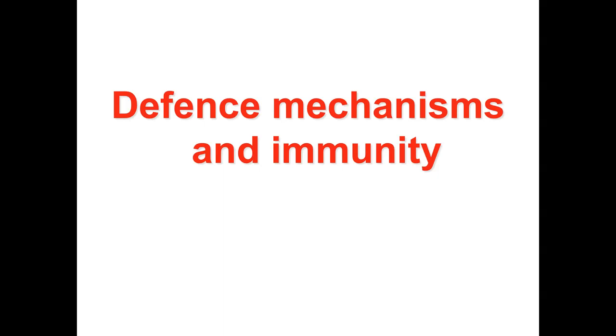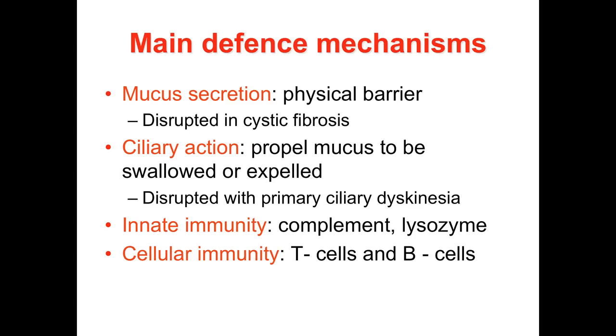I'm now briefly going to mention the defence mechanisms involved in the respiratory system. Mucus secretion is an important physical barrier, and this is disrupted in cystic fibrosis. Ciliary action is used to propel mucus to be swallowed or expelled, and this is disrupted in primary ciliary dyskinesia. Innate immunity, part of the body's immune system, involves complement and lysozyme, and cellular immunity, T cells and B cells, are involved directly in combating virus and bacteria.